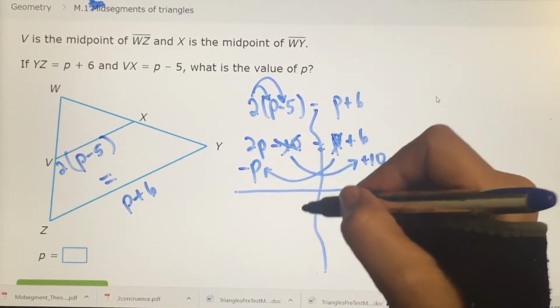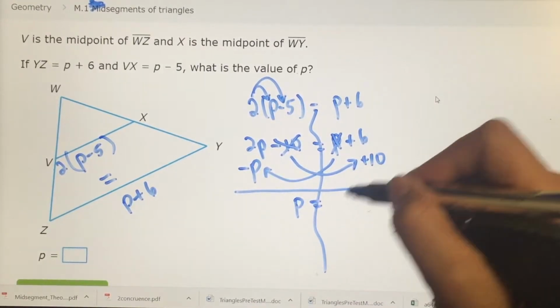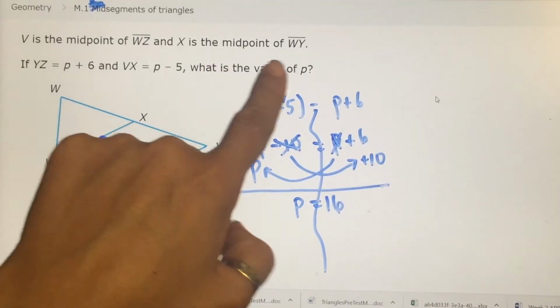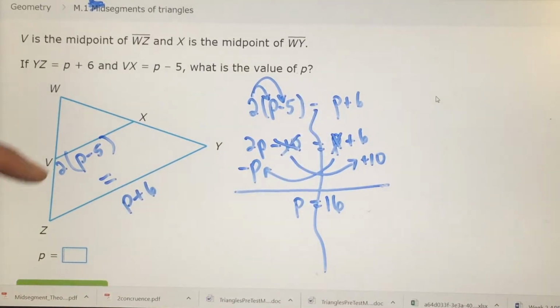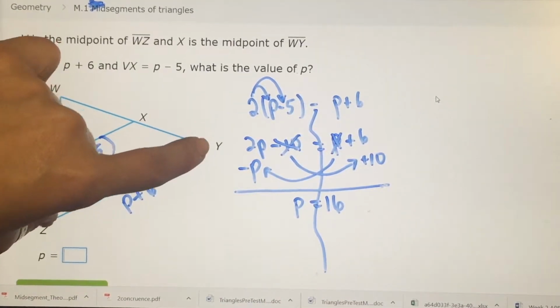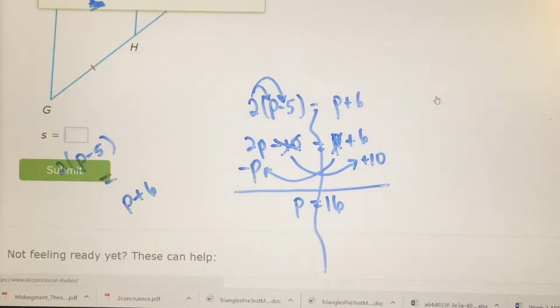So now what do I have? I have 2P minus P, which is P. And then I have 6 plus 10, which is 16. And the question is, what's the value of P? So be careful. Sometimes they can ask you for the value of P. Sometimes they'll ask you for this, or sometimes they'll ask you for this. So just be careful. So 16.